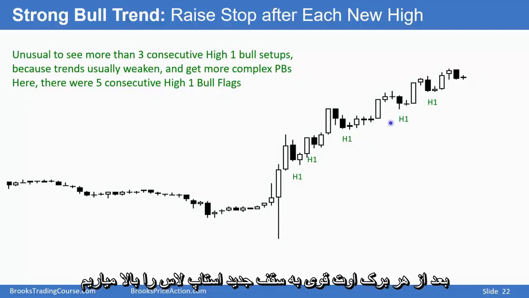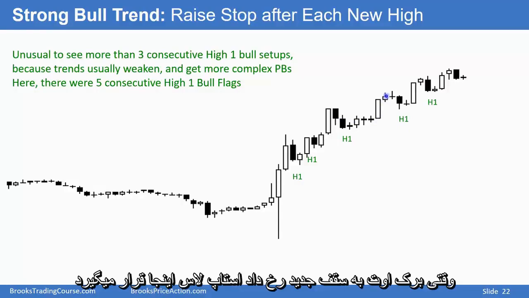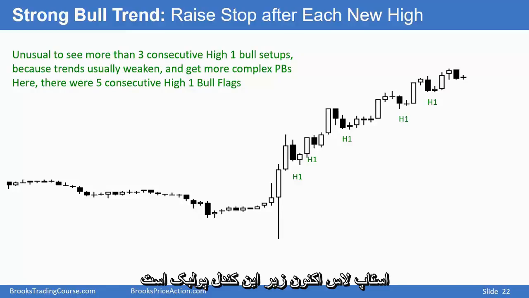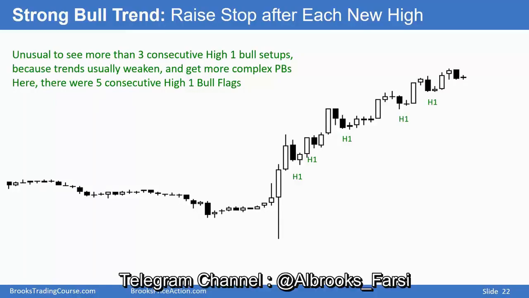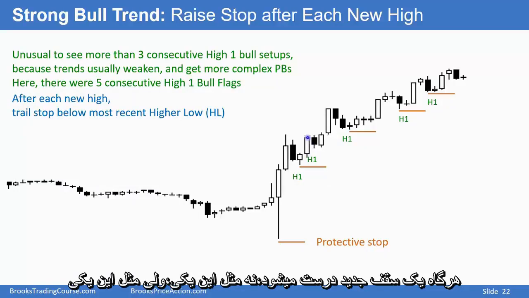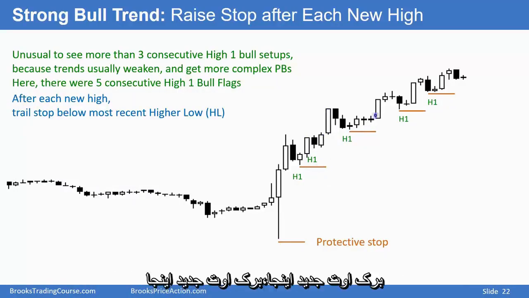After each strong breakout to a new high, you raise the stop. So when it breaks to a new high, stop is here. A good breakout bar here, stop is now below that pullback bar. Here are the stops. Every time you get a new high, not so much here, but at this point, the stop is now here. New breakout here, new breakout here.